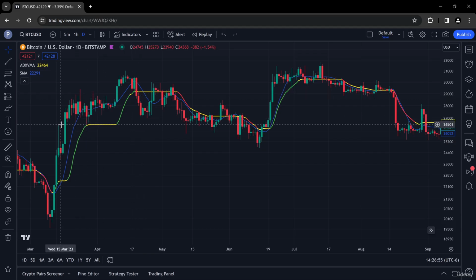So I'll give you an example. Let's consider this area, for example. As you see, we have the simple moving average trending up, and the ADX VMA indicator is green over here. This means that the moving average indicator is bullish because it's trending up, and the ADX VMA indicator is bullish because it's green here. Therefore, at this point, we can open a bullish position.